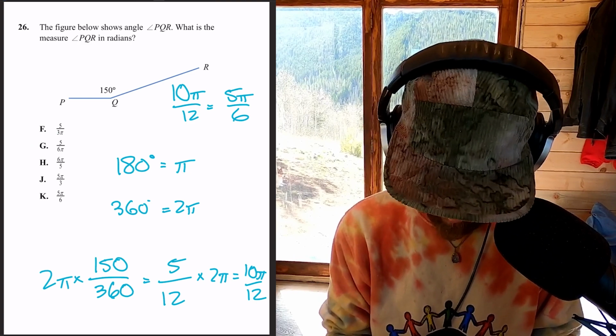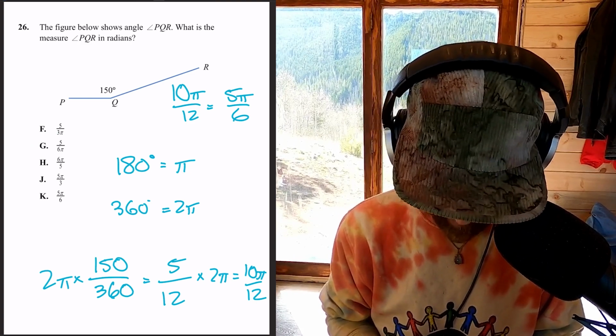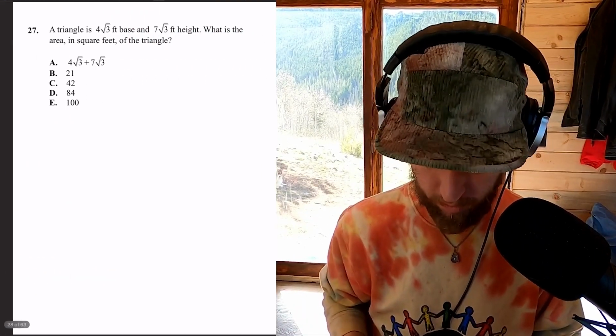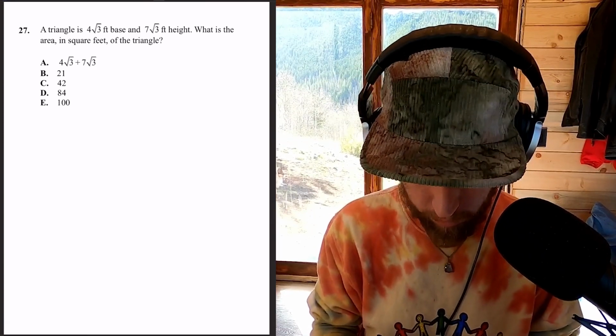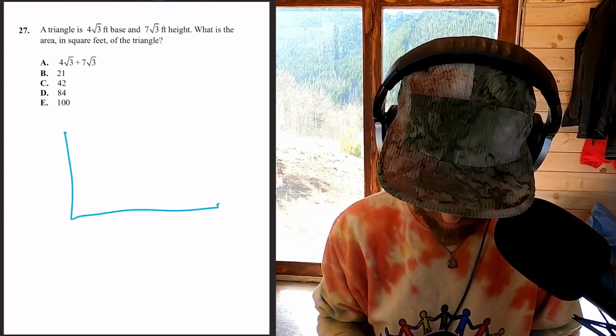Oh, no. See, they tricked me. They put the pi on the bottom. 5 pi 6, the pi on top. Okay. All right, a triangle is 4 square root 3 feet base. All right, so I'm just going to draw this triangle.